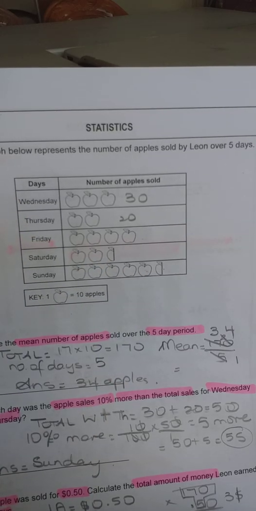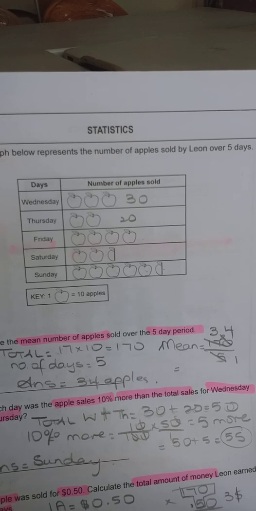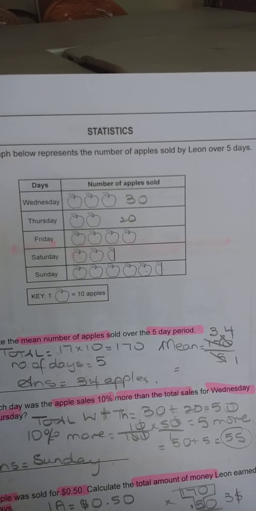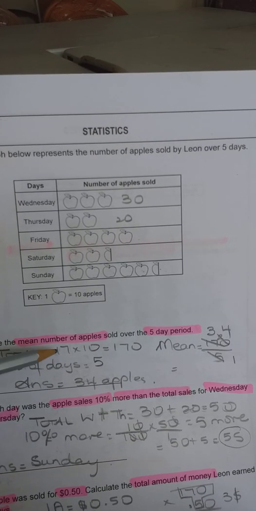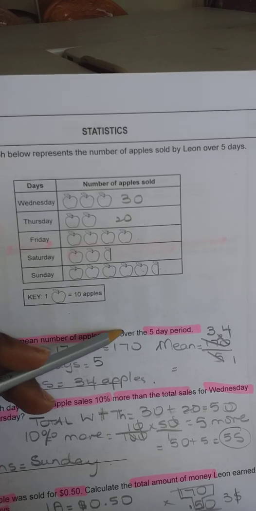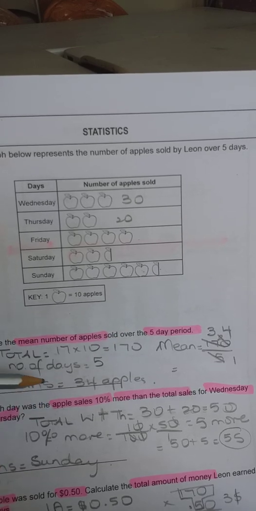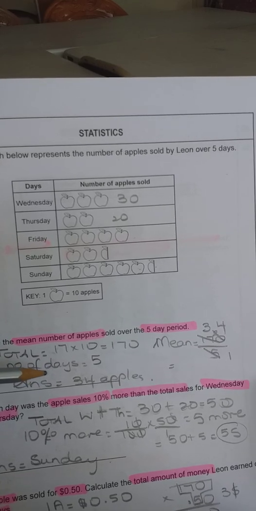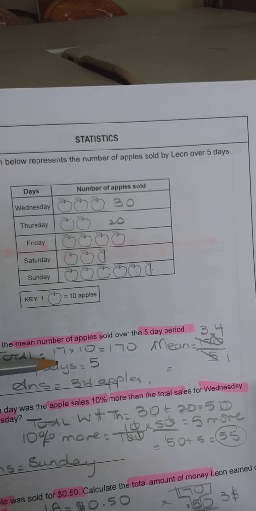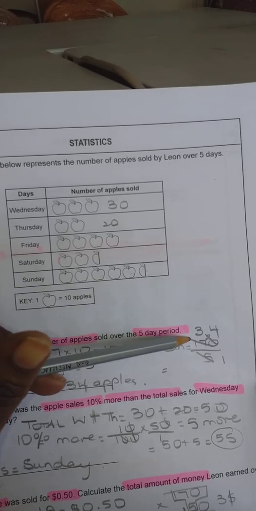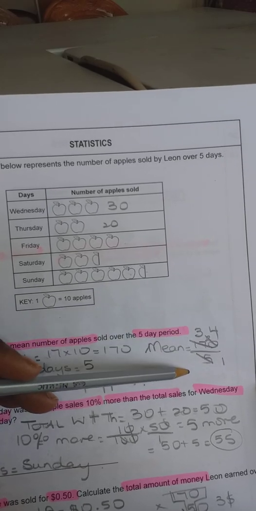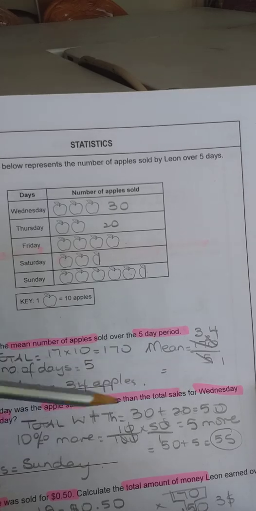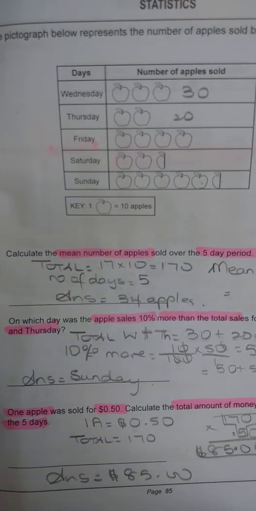So we have 17 apples there, but remember, 1 apple is really representative of 10. So in total, we have 17 multiplied by 10, which is 170, right? And we want to find the mean over the 5-day period. So we have 170, the total number of apples, divided by 5, which gives us 34. So our mean is 34 apples. Next question.